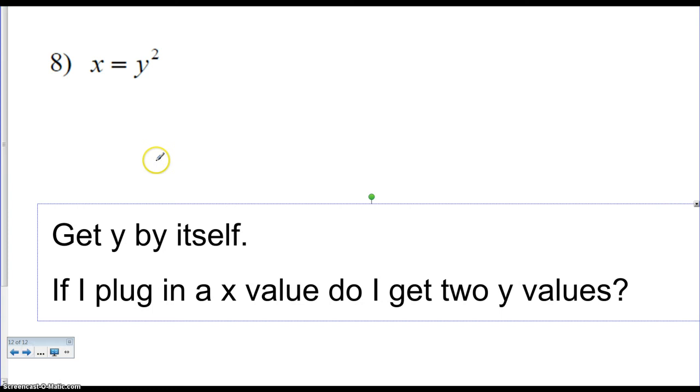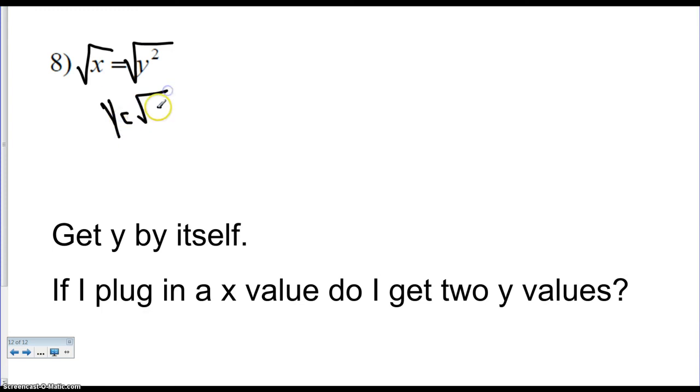Let's look at another one. So is y by itself? No. So I'm going to get y by itself by square rooting both sides. And I get y equals the square root of x. Now, I'm taking the square root. Remember, if I take the square root of something, I will always get two solutions. So y equals plus or minus square root of x. So if I plug in 4 here, I will take the plus or minus square root of 4. Well, I get positive and negative 2. So this is not a function.